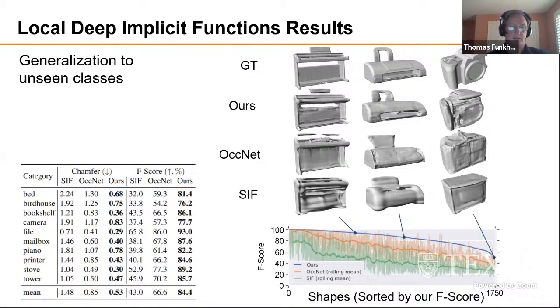If you looked at the mean F-score difference, it's 66.6 for ArcNet versus 84.4 for ours. And these results definitely just basically confirm the motivation for going to a local shape encoding and decoding approach, which is that you get generalization from that. You're getting both accuracy and generalization.